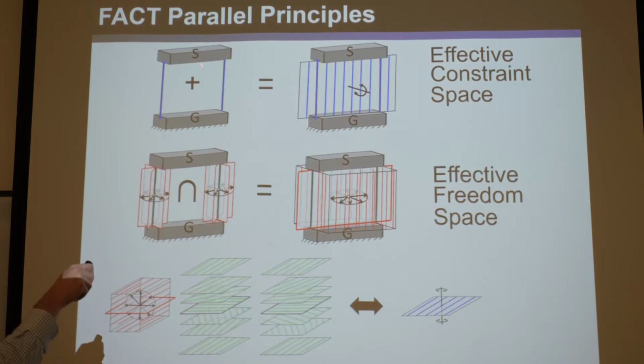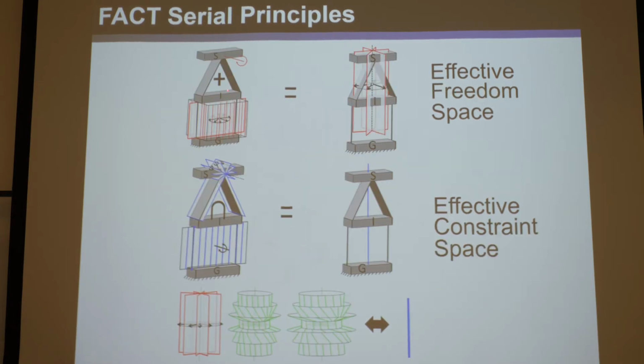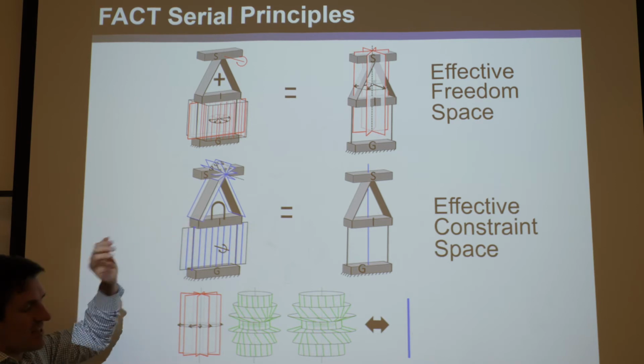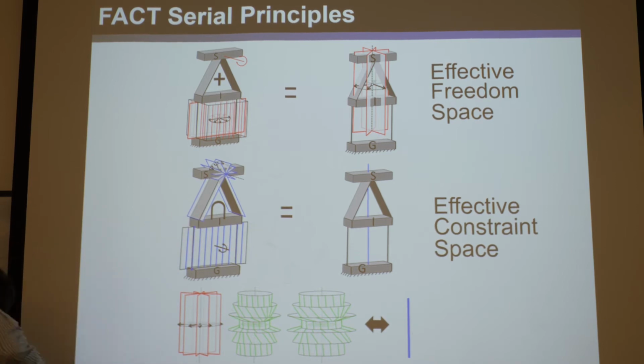Constraints in parallel, you linearly combine them. The freedom spaces of constraints in parallel, you find the intersection of what's common. Whereas when things are in series, when constraints are in series, you do the opposite. You find the linear combination of their freedom space, or you take what's common between the constraint space.